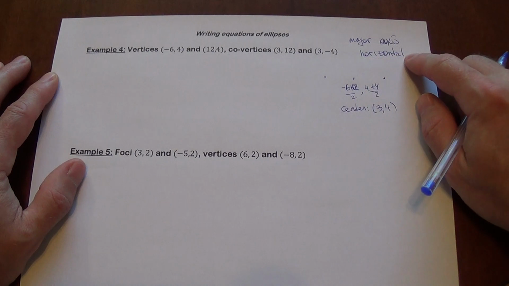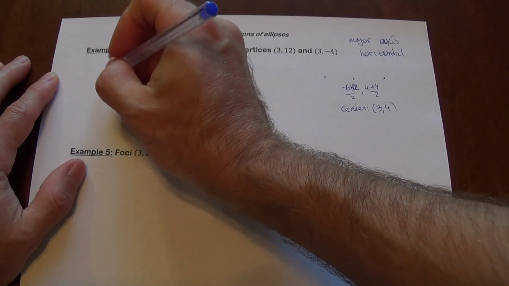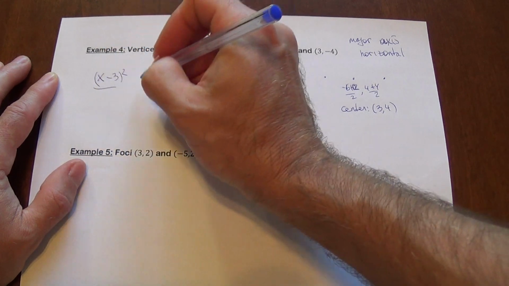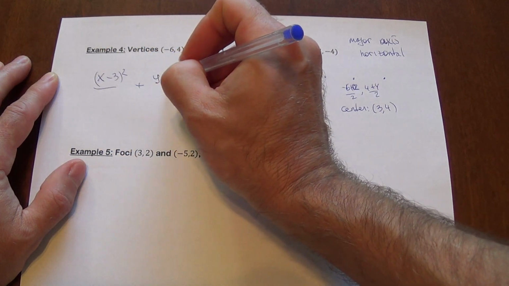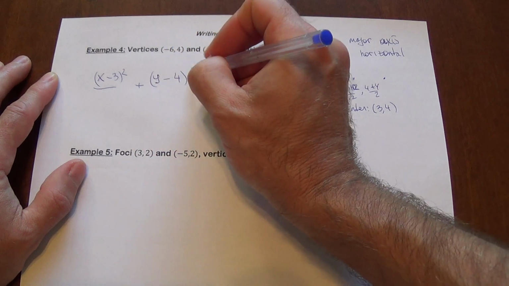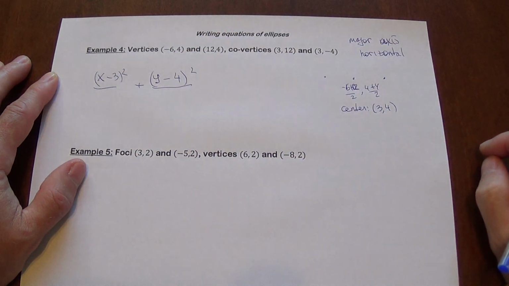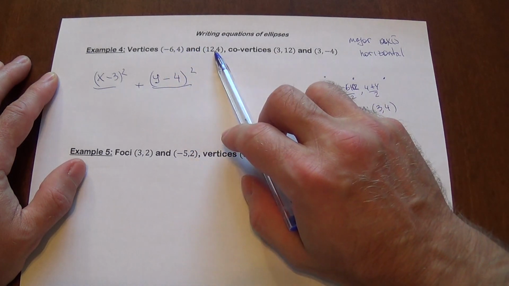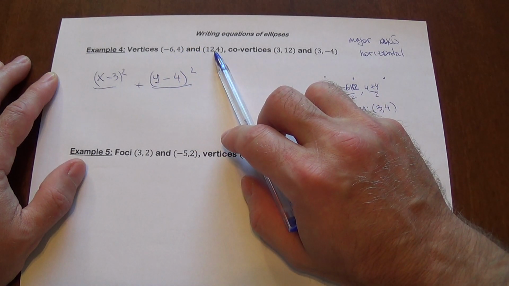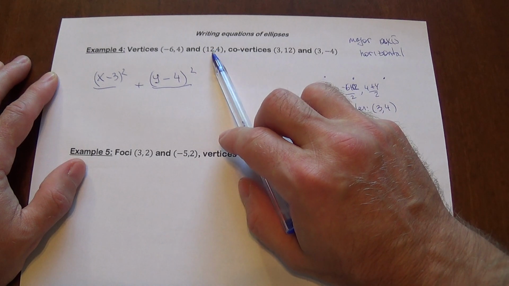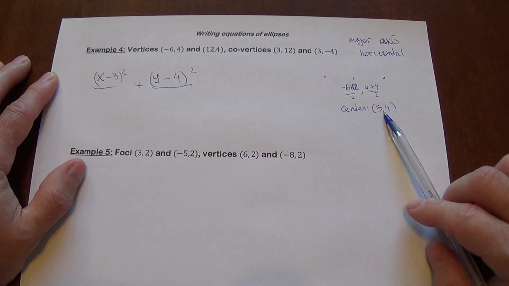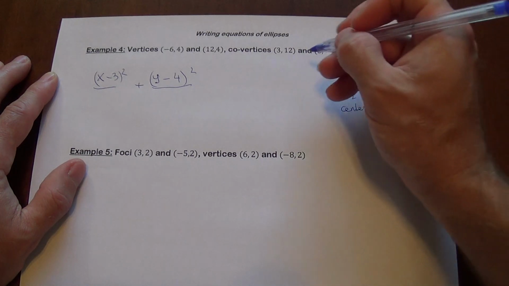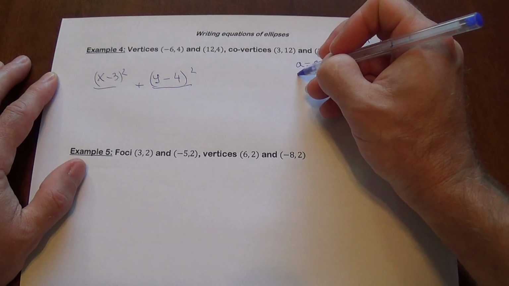We know the major axis is horizontal. We're going to start with x. So we can start by going x minus 3 squared, and then we know we're going to have y minus 4 squared. But now we do need to figure out the value of A and B. So the value of A is going to be the distance between either vertex and the center. So you go from 12, 4 to 3, 4. That's 9 units apart. That means A is 9.